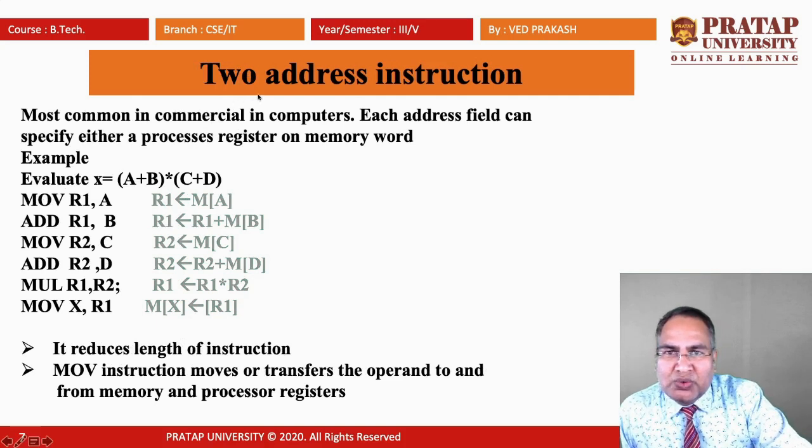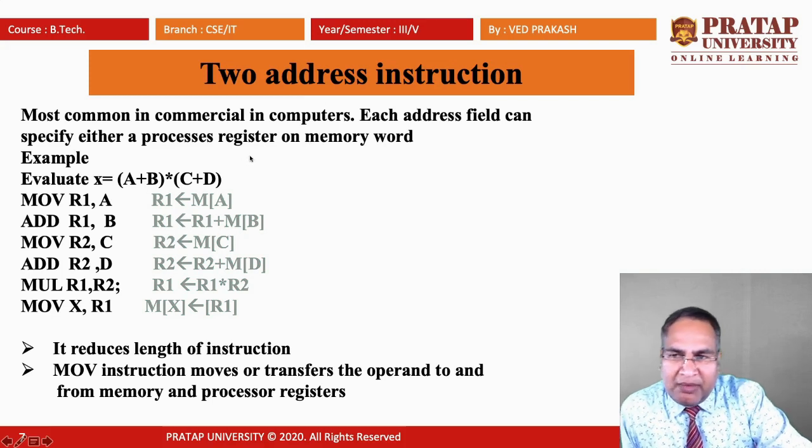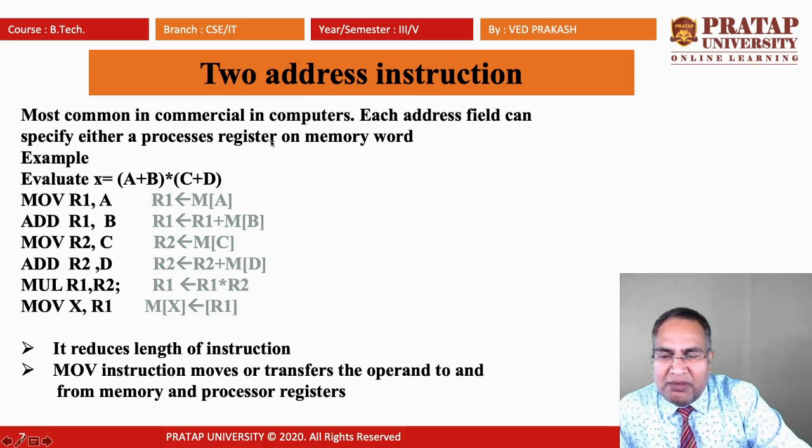Now, next is the two address instruction. Address instructions which are performed on two elements or two storage components, like they may be both memory locations or one memory location and one register. Such type of instruction is known as a two address instruction.